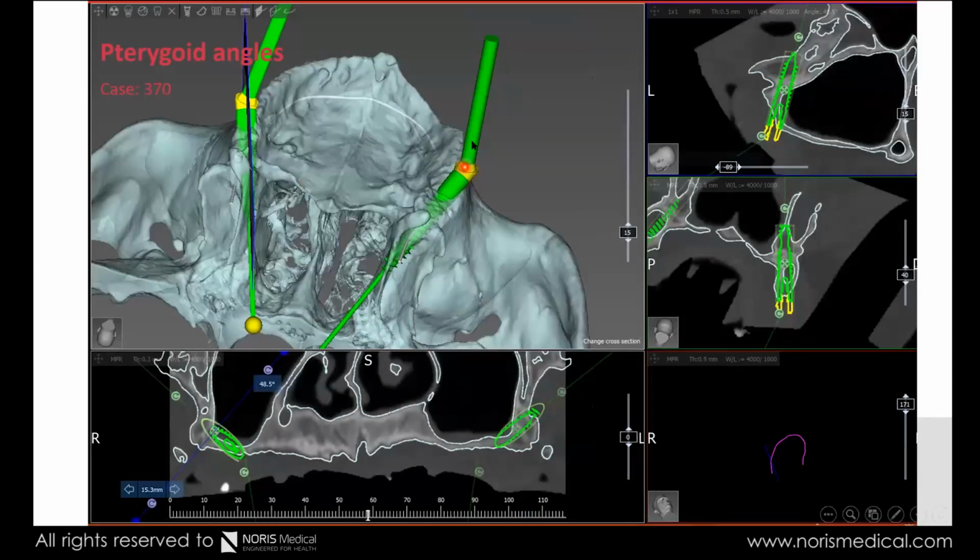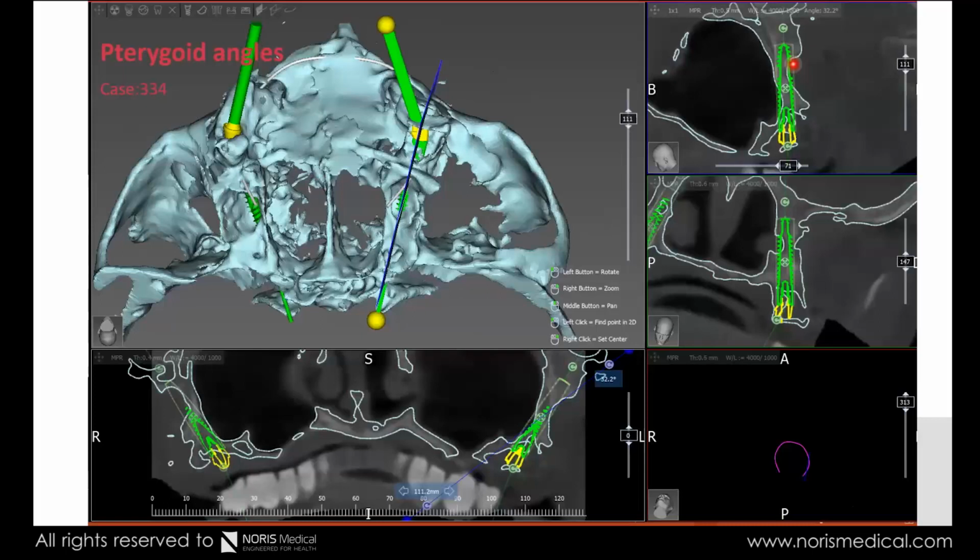Another case, again, going toward the medial plate through the sinus. Okay, so this is actually the angles for the pterygoids, and later on when I go to live cases, I would just show it on 3D software.